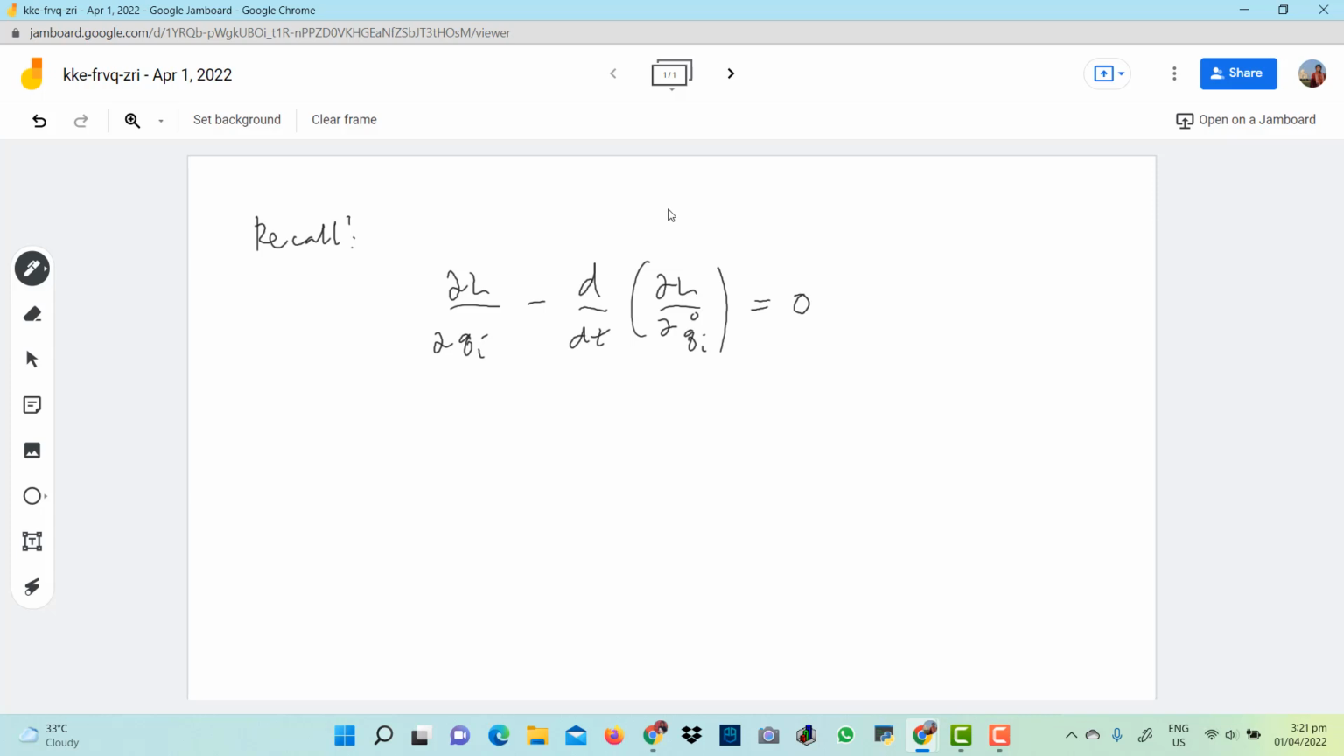Again, last time we did examples on free fall, the free particle, and also the harmonic oscillator. Another good example is a single particle in a central force field. You have to take note, I think we discussed the central force last time.